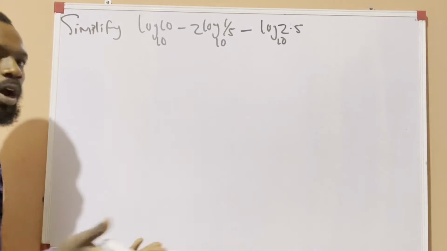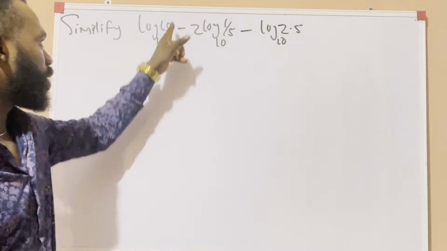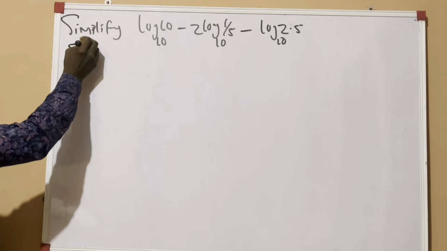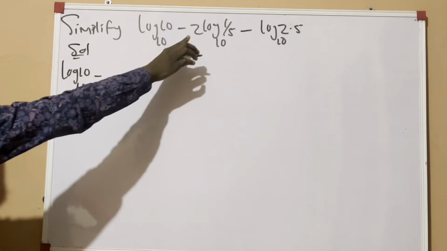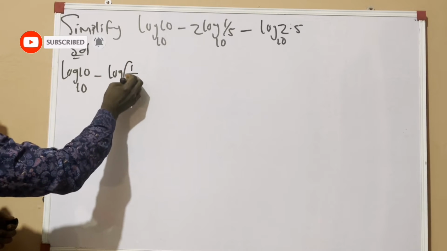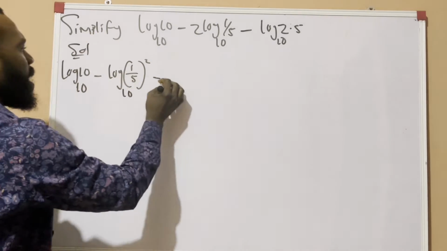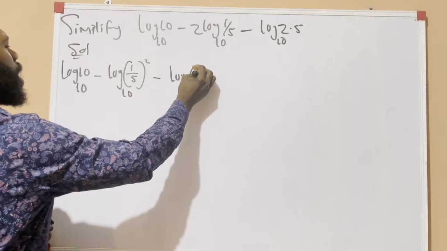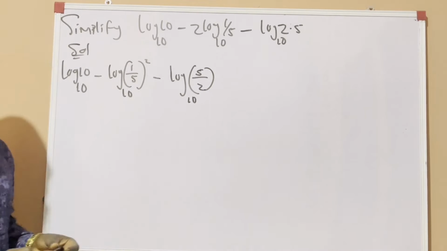Alright. Now, we all know that log 10 base 10 is 1, but there's no need. Let's leave it as log 10 base 10, because the number and the base are the same. But let's leave it that way. So here remains log 10 base 10 minus, now 2 goes up and becomes a power, minus log 1 over 5 all squared to the base of 10, minus log, we just said 2.5 now is 5 over 2 to the base of 10.